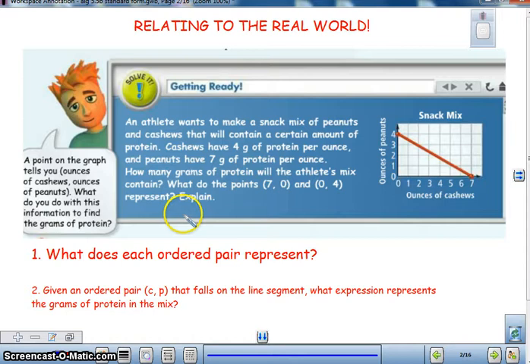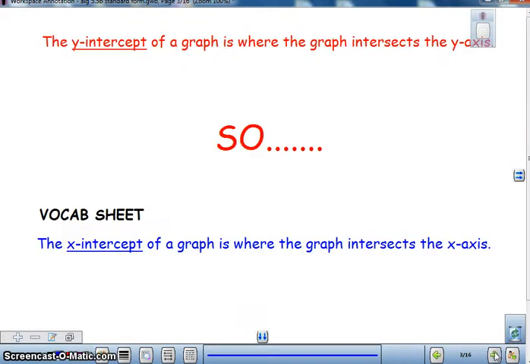So if we're thinking about this graph, remember we're talking about the ounces of cashews and ounces of peanuts, and we're really talking about how many grams they provide us with of protein. So given the ordered pair (C,P) that falls on the line segment, what expression represents the grams of protein in the mix? So if we're looking at protein in our mix, we're going anywhere from (0,4) all the way along this line down to (7,0). We'll be coming back to this a little later and what our equation is going to look like.